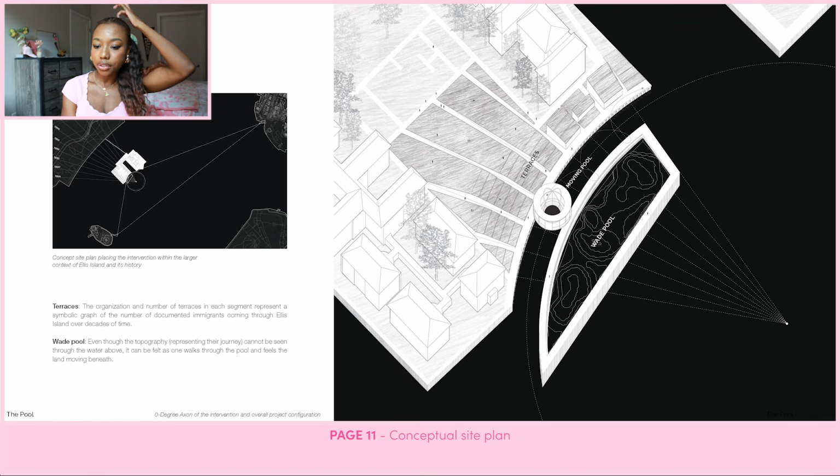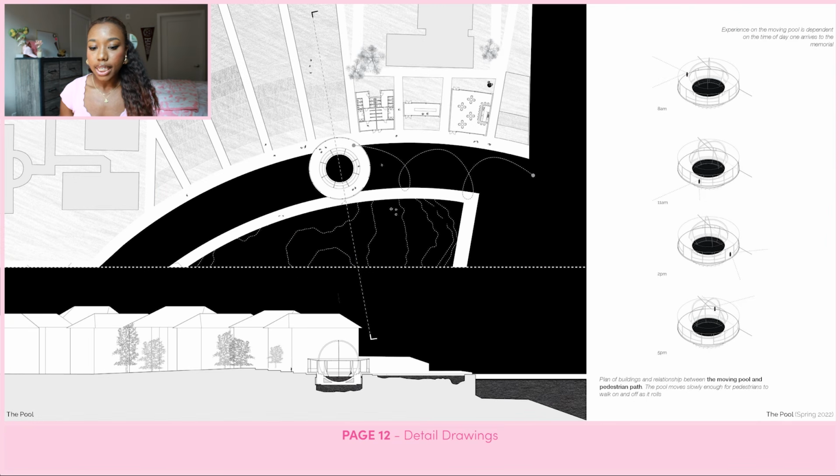So there's two sides to it. The crescent island is a wade pool that has a topography underneath the water to represent the stories of immigrants whose histories were not documented as thoroughly as those who came on boats throughout Ellis Island were. And the other half of the island, where the terraces are, is a graph that shows the amount of documented immigrants through time. And then this page, I guess, a little more architecturally describes those contexts.